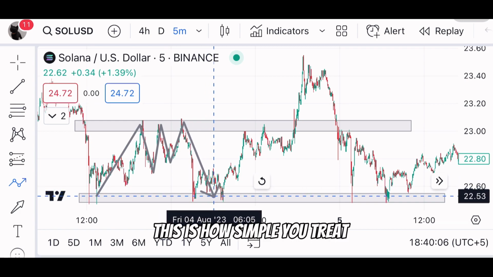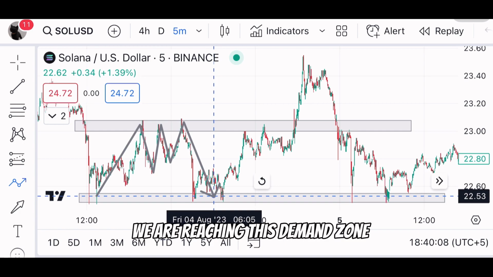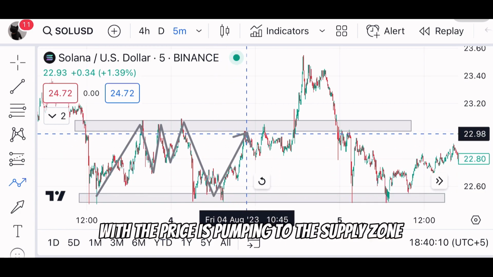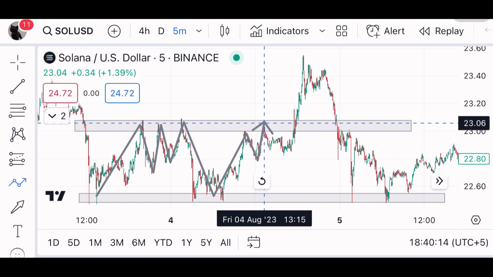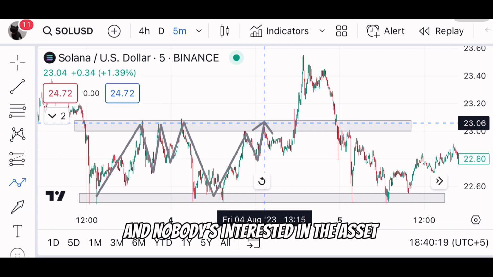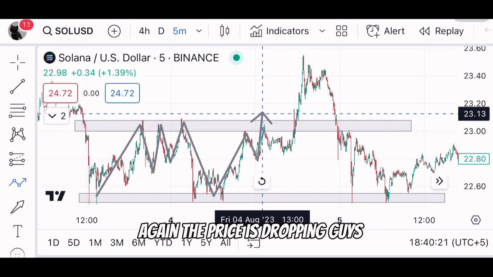This is how simple you trade, guys. Again we are reaching this demand zone, and then again the price is pumping to the supply zone, and again we drop because there's a supply zone. Again we are moving to the supply zone, and when everybody is selling it and nobody's interested in the asset, again the price is dropping, guys.